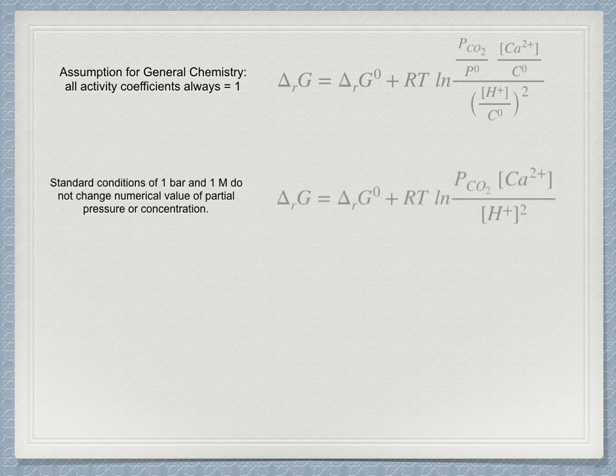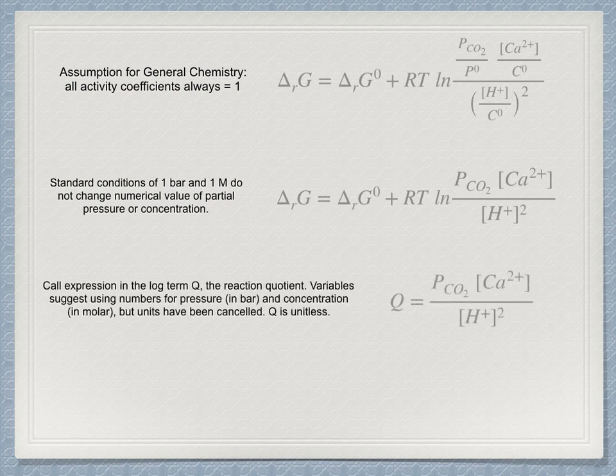We proceed by dropping out a specific reference to those standard conditions, but we must retain a variable to remind us what to insert into this expression. We still use the variables of partial pressure and concentration, but we need to remember that we just use the numbers for those variables when expressed in bar or in molar, because the units have all been canceled out by the units in the standard condition, which we've left out in order to declutter our expression. The term in the logarithm is what we call the reaction quotient, Q.